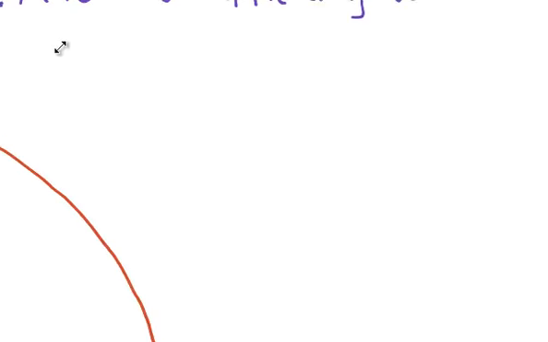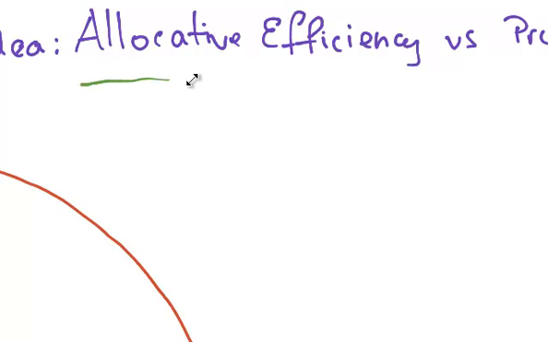So having looked at the whole idea of what a production possibility frontier is, and why it's shaped in this curve, which we call concave to the origin, which is the law of diminishing returns, now we just need to look at some other ideas that the PPF can show us. One of the really important ideas is allocative efficiency. So today we're going to look at the difference between allocative efficiency and productive efficiency.